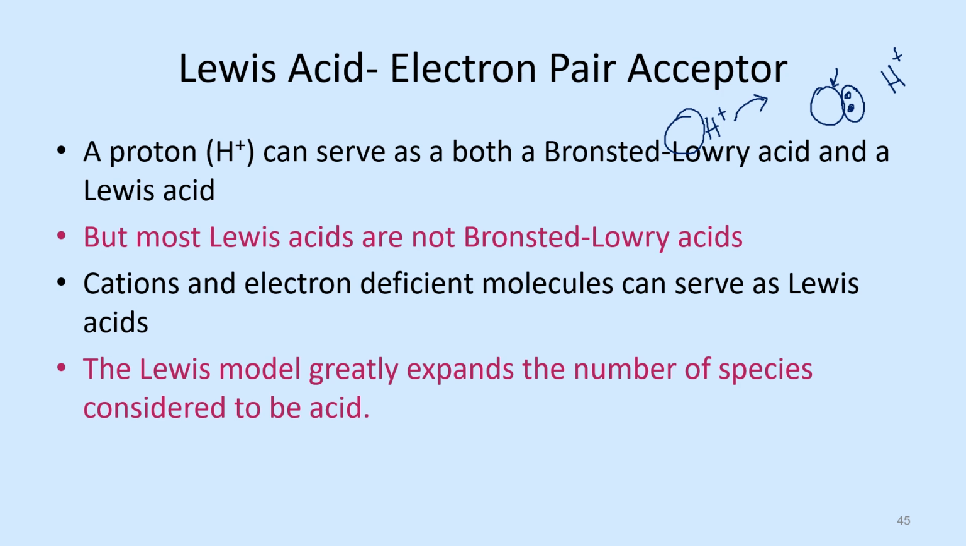A lot of our cations, which are electron deficient, can serve as Lewis acids. They can accept electrons by taking something else away. So there doesn't have to be a hydrogen anymore. Electron deficient molecules, like boron, can too. I don't know if you remember, boron tends to only make three bonds, and remember it likes to have eight electrons, so it has a missing spot where it could accept an unshared pair from some other element, and so it can act like a Lewis acid. Again, it expands the number of species that are considered to be an acid.